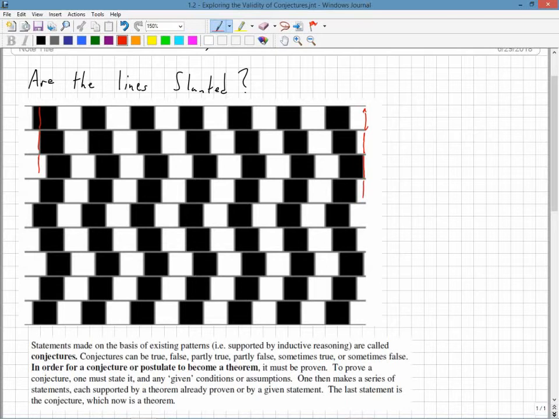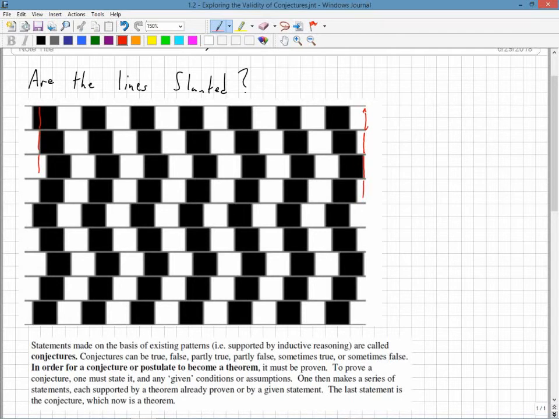There are lots of examples of this in math, where you have, okay, every triangle, all the angles in the triangle add up to 180 degrees. Well, how do you know that? Well, we have other theorems that we've proven before that. The last statement is the conjecture, which is now a theorem.